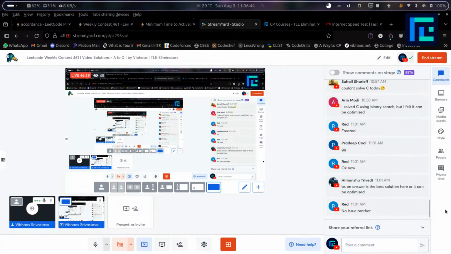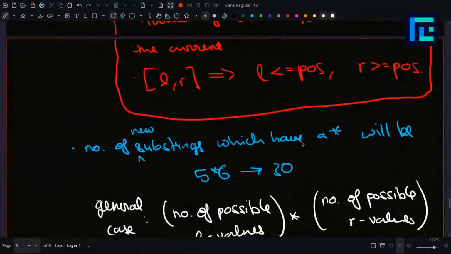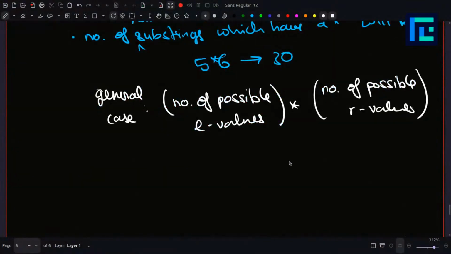I think BS is the best solution. I'm not sure if there's an optimization. I also use BS. To be honest, I used sets, so lower bound. Anyways, I'm getting to that.